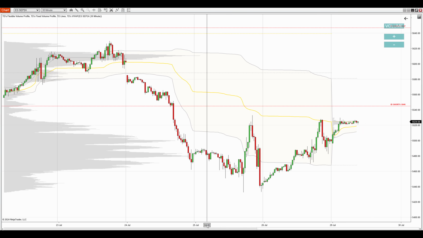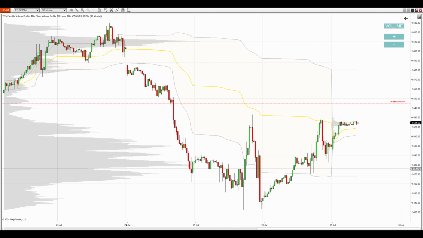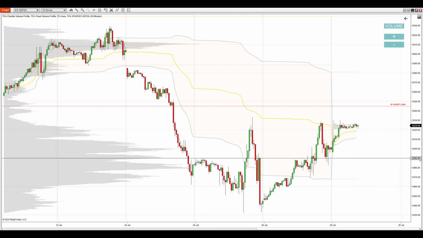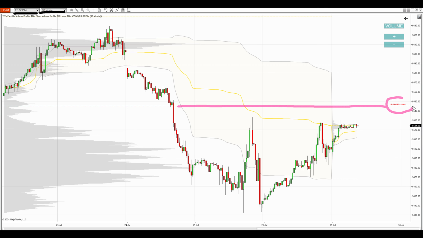So what you see before you is the NinjaTrader 8 platform with my custom-made volume profile and VWAP indicators. You are looking at the ES chart, which is futures for the Standard and Poor's 500 Index. This is a 30-minute chart, and I want to talk about a day trading resistance. In here, it is at 55.45, and it is based on two things.